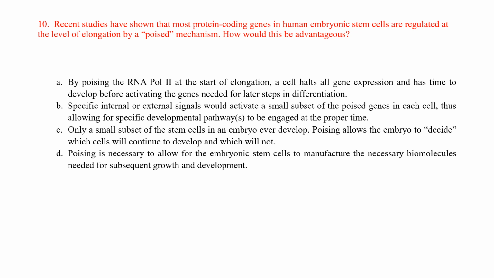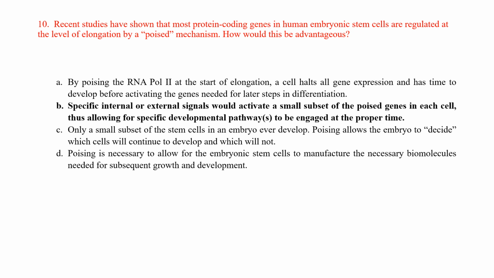Letter B, specific internal or external signals would activate a small subset of the poised genes in each cell, thus allowing for specific developmental pathways to be engaged at the proper time. Or letter C, only a small subset of the stem cells in the embryo ever develop. Poising allows the embryo to decide which cells will continue to develop and which will not. And letter D, poising is necessary to allow for the embryonic stem cells to manufacture necessary biomolecules needed for substantial growth and development.